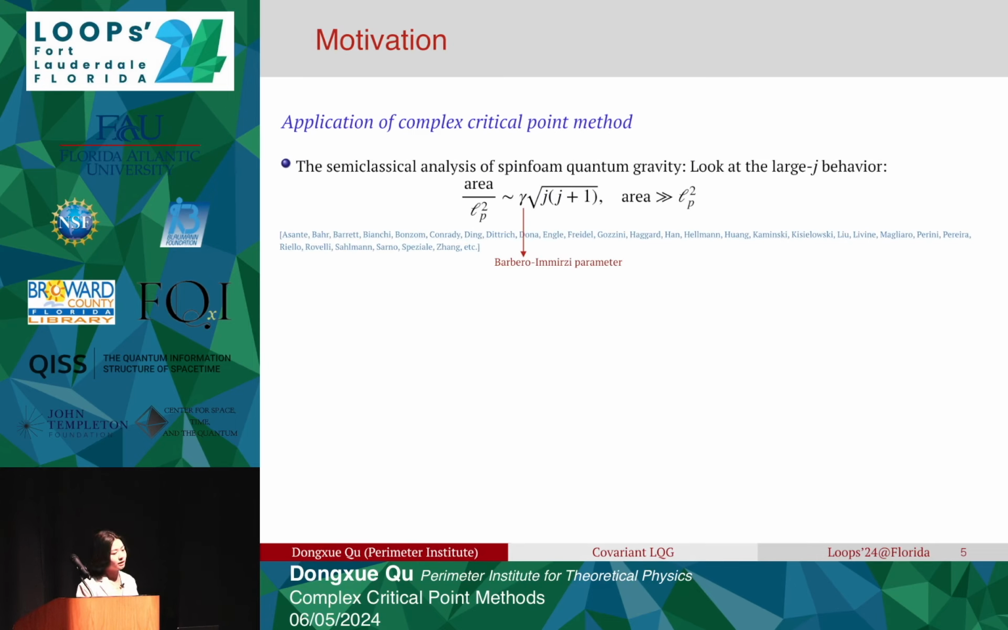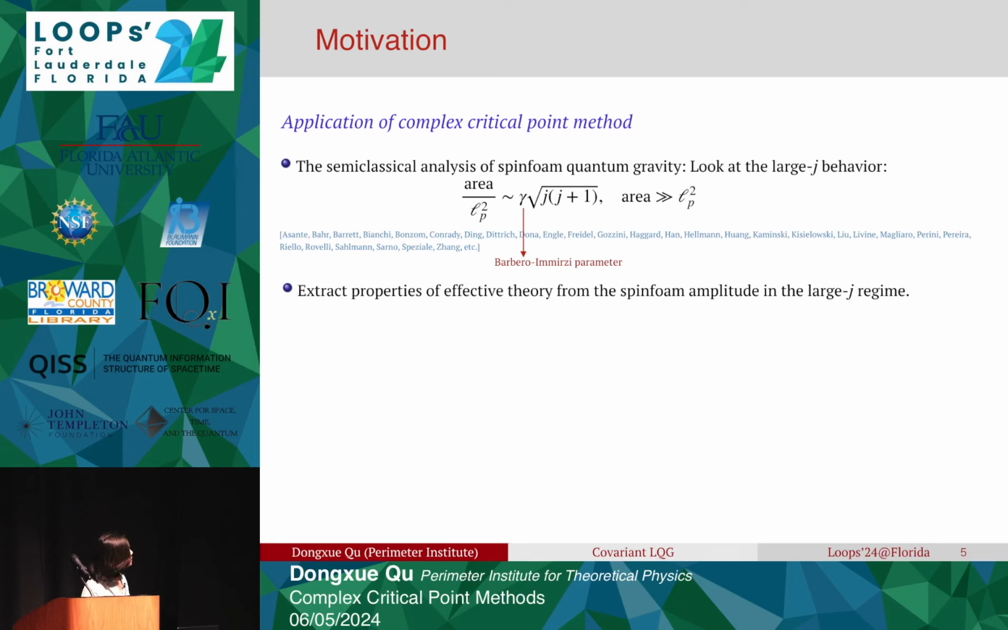So any candidates of quantum gravity should relate to general relativity in the semi-classical regime. In loop quantum gravity, according to the area spectrum, the classical area should be much greater than the Planck length square, which means the large j. So this motivates us to understand the large j regime as the semi-classical regime. And the semi-classical analysis of spin form amplitude have been extensively studied. Many people contribute to this area.